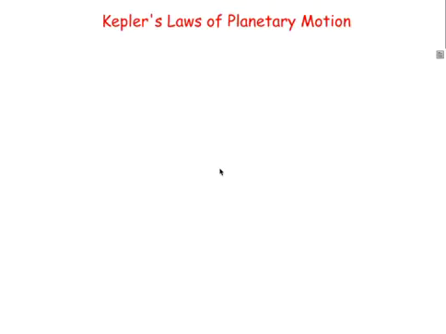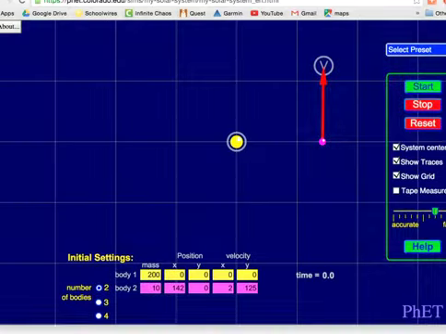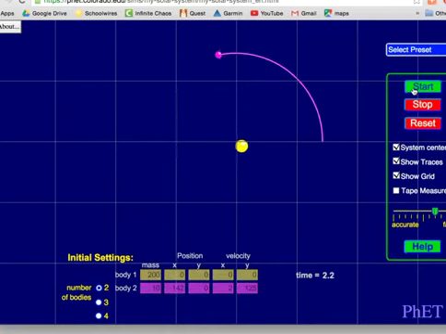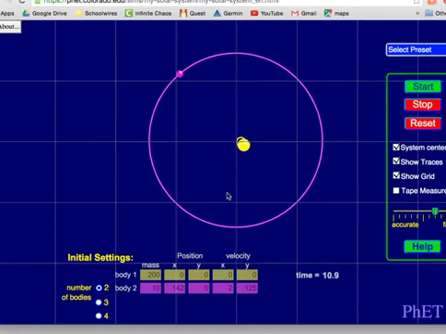In the 1500s, the scientist Johannes Kepler came up with three laws of planetary motion, and we're going to take a look at those now. I want to introduce you to the first law by taking a look at a simulation of an orbit. I'm going to hit the start button here, and we have the purple planet orbiting the yellow sun in pretty much a circular pathway.